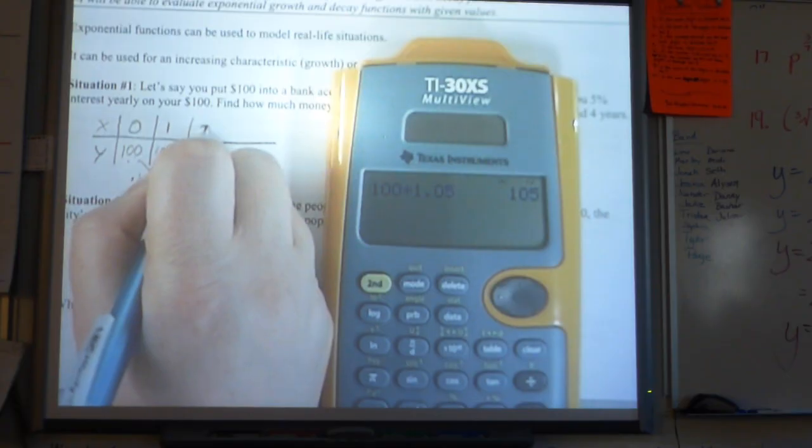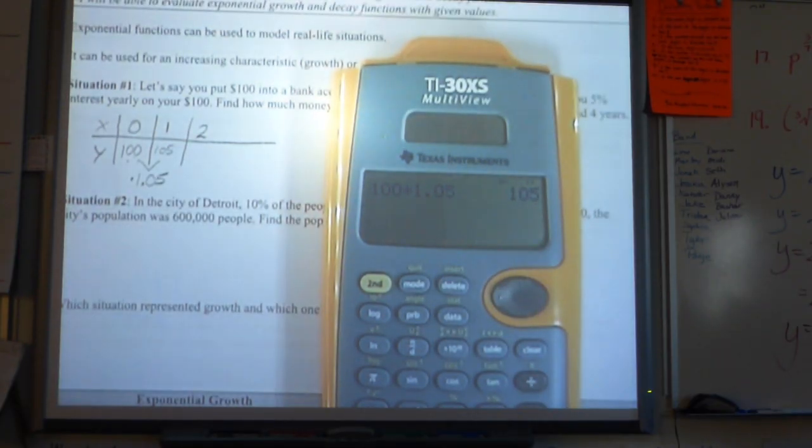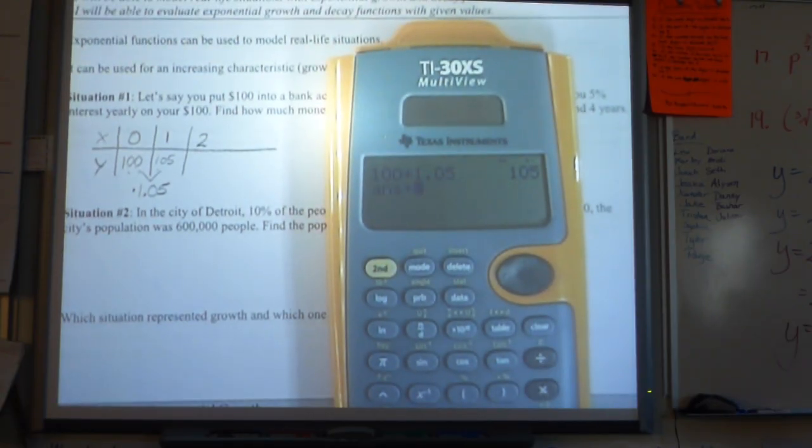Okay, then a year after that, at the end of the second year, I'll be earning interest on my $100, and I will also be earning interest on my interest. Okay, so I'll be earning interest on the $5 as well. So I'll leave my 105 here in my calculator, and I'll just press my times button. So that gives me my previous answer, which is the 105, times 1.05 again.